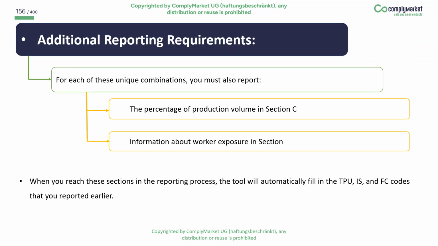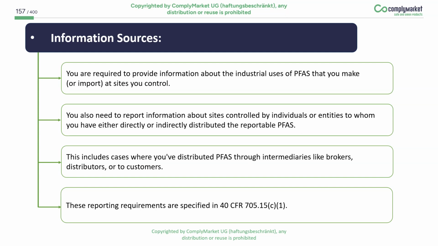Additional reporting requirements. For each of these unique combinations, you must also report the percentage of production volume. Section C, information about worker exposure, is coming in another section. When you reach those sections in the reporting process, the tool will automatically fill the TPU, IS, and FSC codes, which I showed you in a previous slide. You are required to provide information about industrial uses of PFAS, also about sites controlled by individuals or entities to whom you have either directly or indirectly distributed the reportable PFAS. That's for cases when you have distributed PFAS through intermediaries like brokers, distributors, or to your customers.